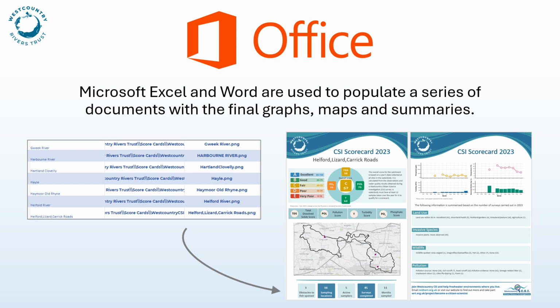And finally, once we've analysed and organised the data and produced graphs and maps and scores, this is all then fed into Microsoft Excel and Microsoft Word. And we use a Word template which is then populated using a mail merge function. So we can hit a button and produce all of the scorecards all in one go.